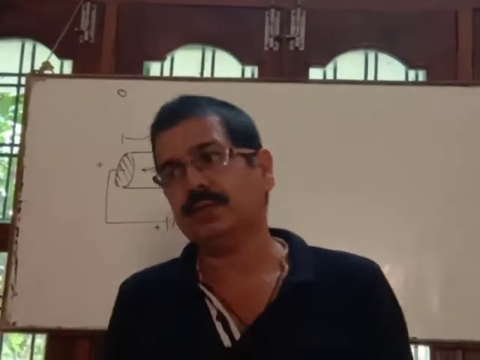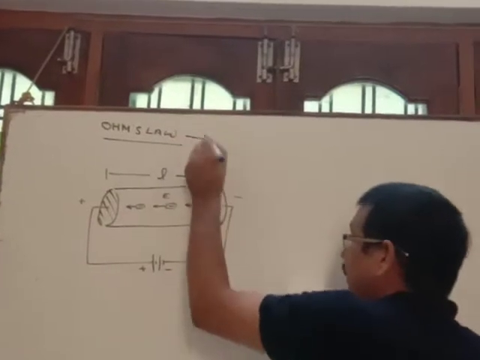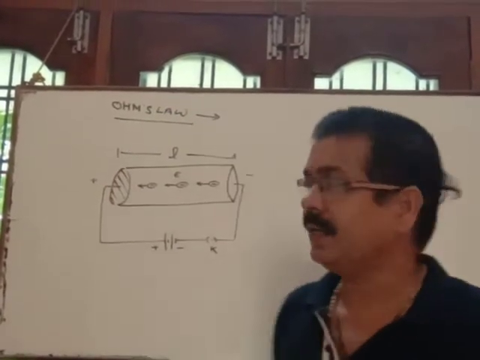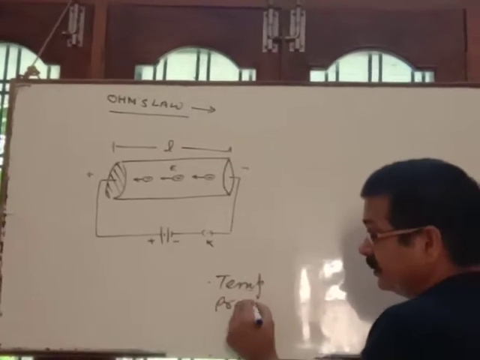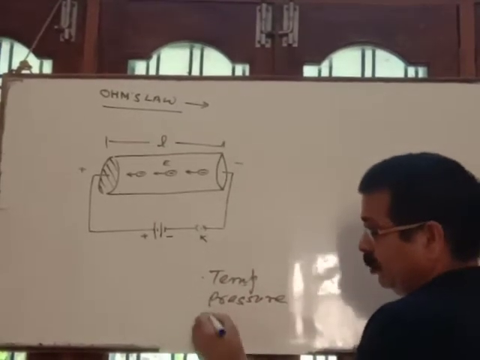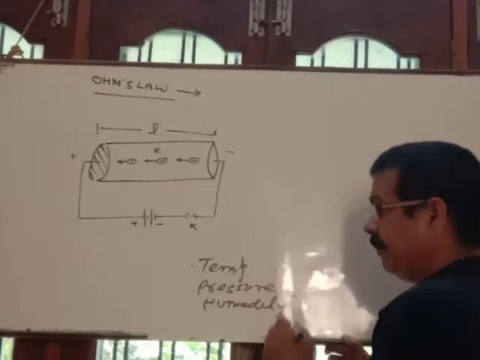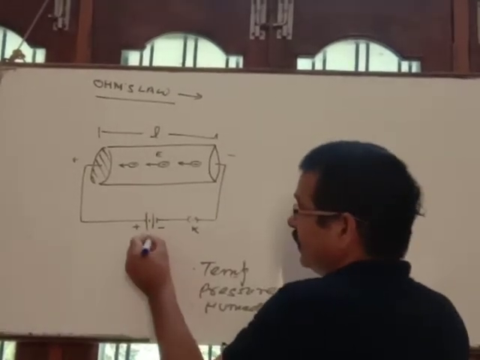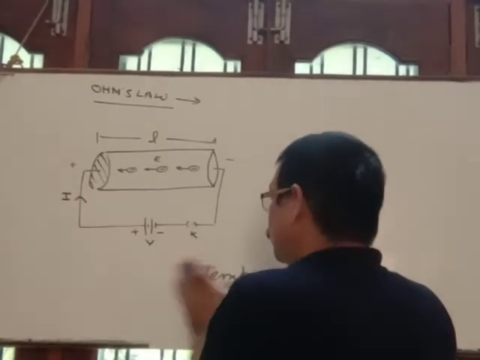We will discuss Ohm's law and its proof. It was also given in class 10th. According to scientist Ohm, if the physical condition of the conductor, meaning temperature of the conductor, pressure on the conductor, humidity of the conductor, remains the same, then the applied potential difference across the conductor is directly proportional to the current flowing through the conductor.